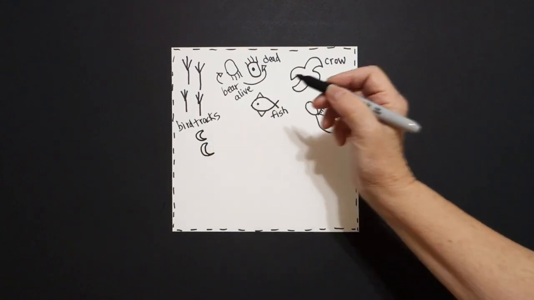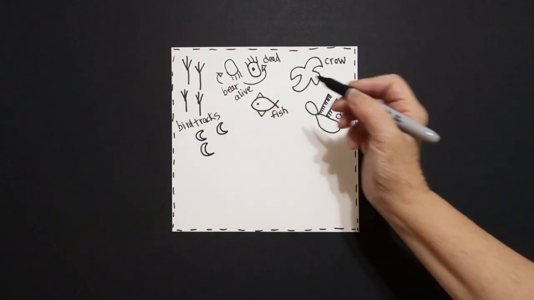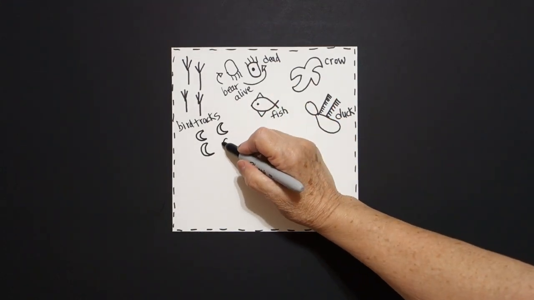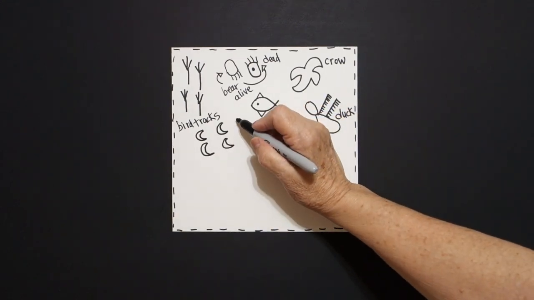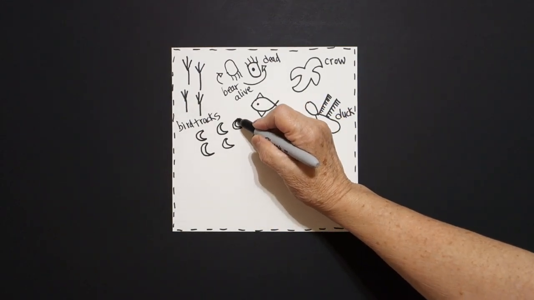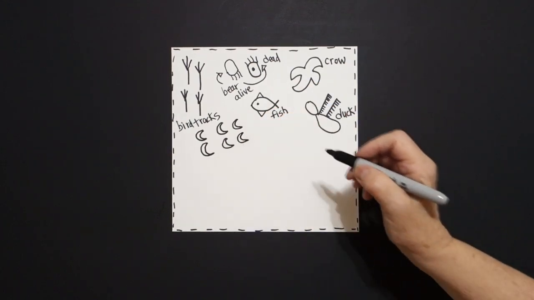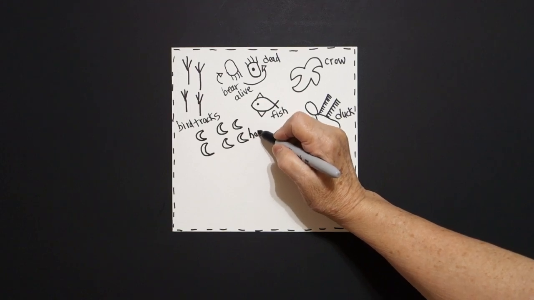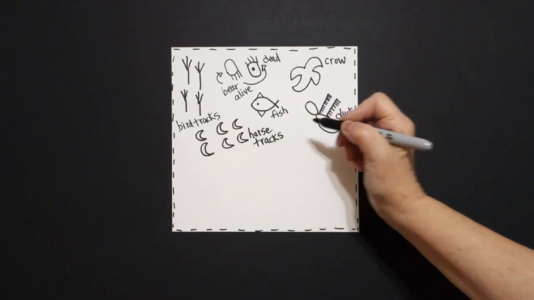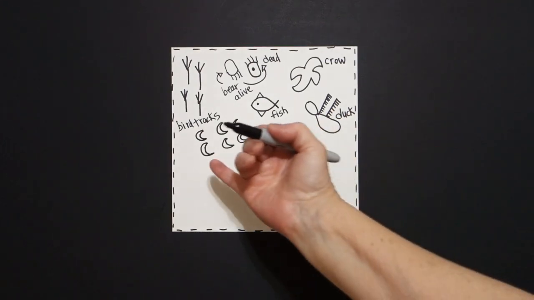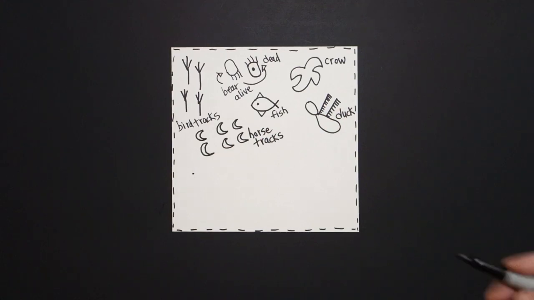Now come over here and we're just going to draw a curve line back, connect. Curve line back, connect. Curve line back, connect. Curve line back, connect. One more, curve line back, connect. These are horse tracks.